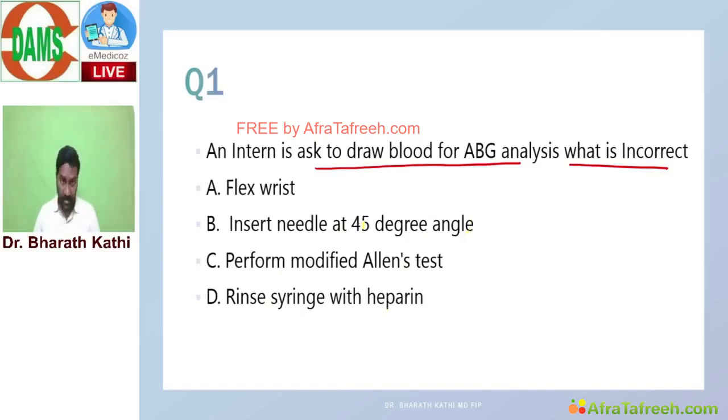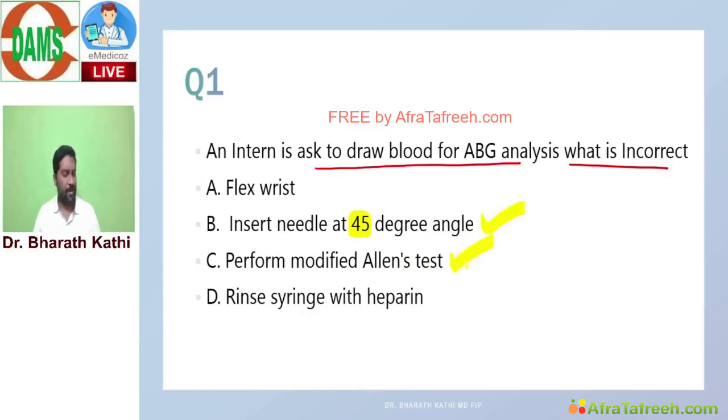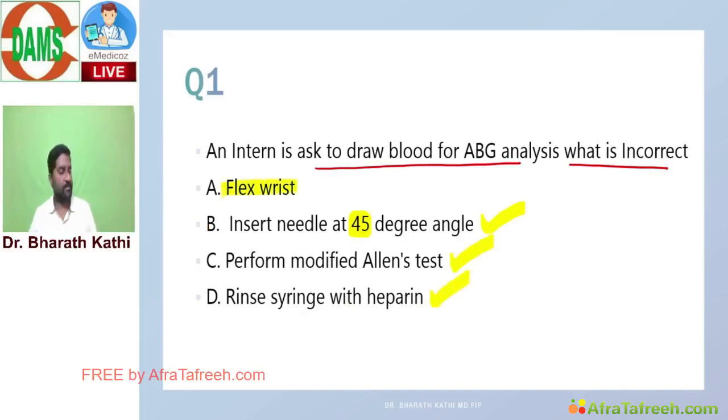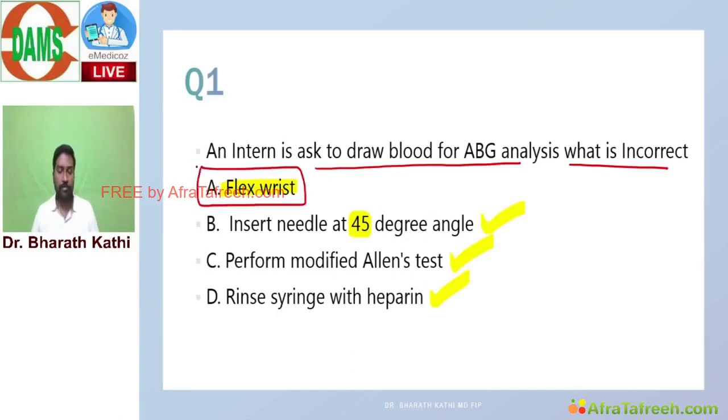Inserting the needle at 45 degrees is a right statement. Performing the modified Allen's test is also a right statement. Pre-heparinizing the syringe so that blood does not clot is also a right answer. We are not going to flex the wrist. See, if you flex the wrist like this, there will be no space for you to palpate and to get the sample. Generally, we try to extend the wrist. The answer is you are not going to flex the wrist.